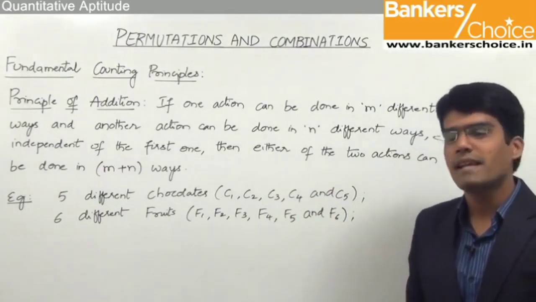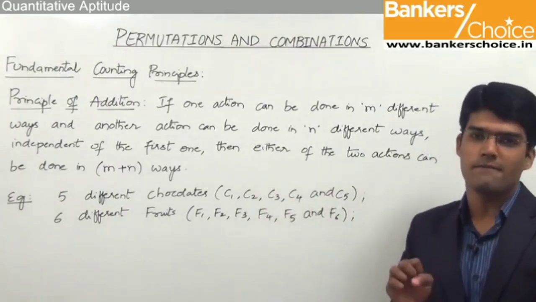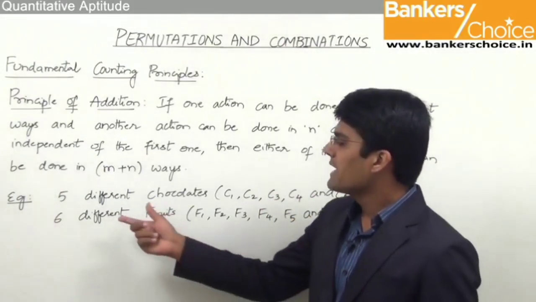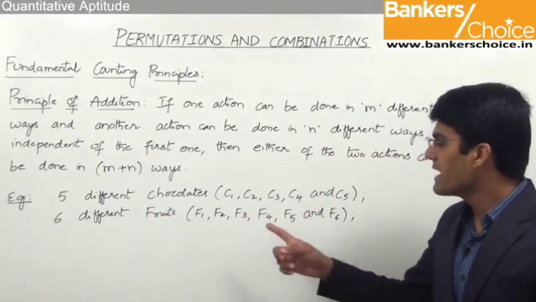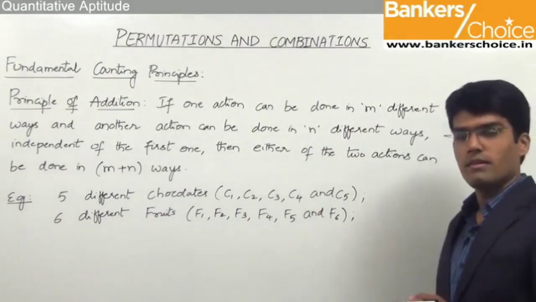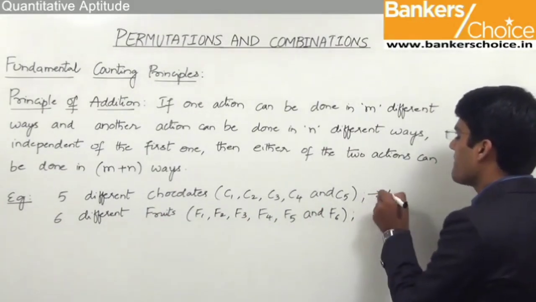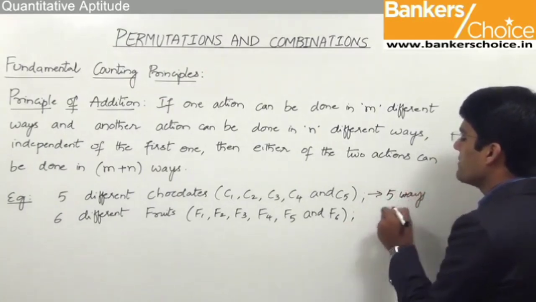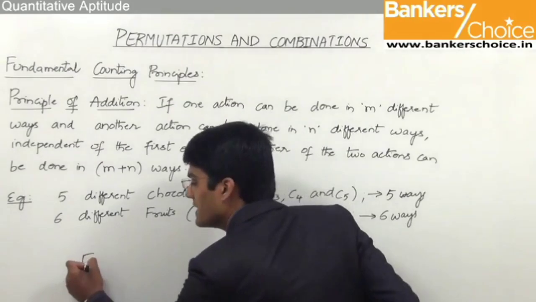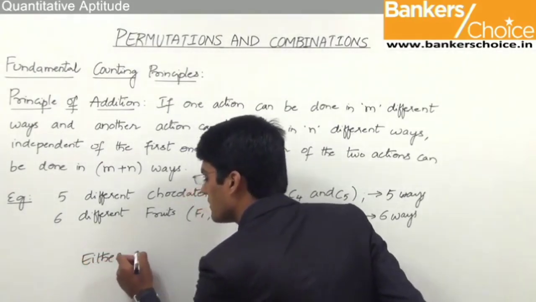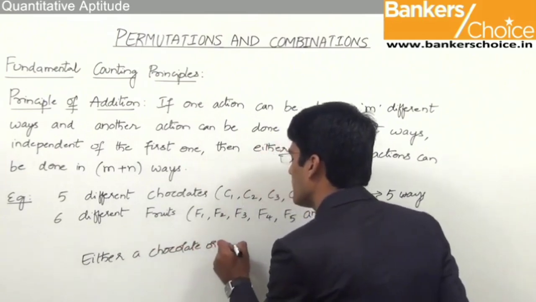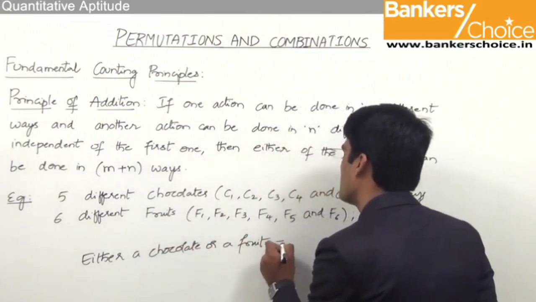Now in how many ways can we select any one of these chocolates? In 5 ways. Why? Because we have got 5 choices. Similarly, in how many ways can we select one of these 6 fruits? It can be done in 6 ways. Why? Because we have got 6 different fruits, we can pick any one of them. So here a chocolate can be selected in 5 ways and a fruit can be selected in 6 ways. So either a chocolate or a fruit can be selected in 5 plus 6 ways.